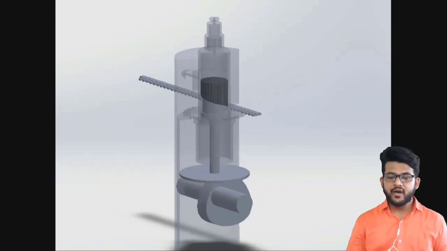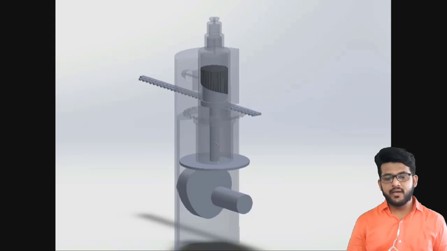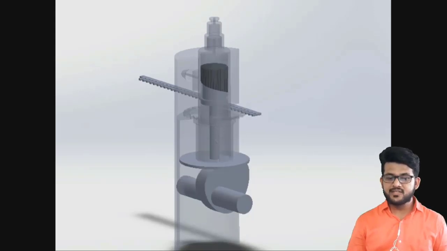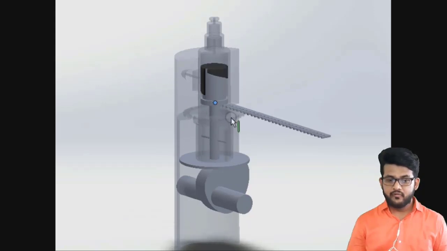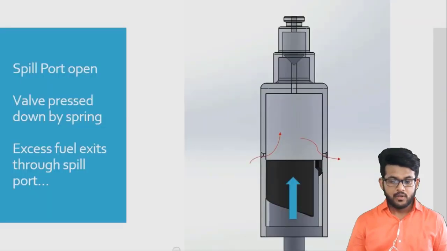Fine. So whatever fuel is coming inside from the inlet port will be pushed towards the outlet by this pump. Now just to see what is the position of this pump. It is not rotated right now. Fine. Now you can see it is rotated. Fine. So that helical groove now comes in contact with the spill port also. So what is now happening?